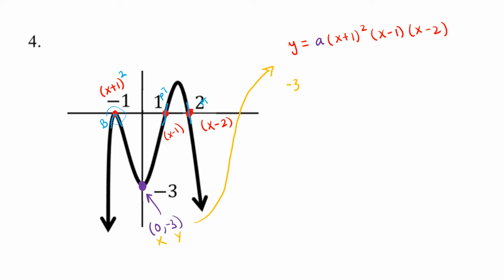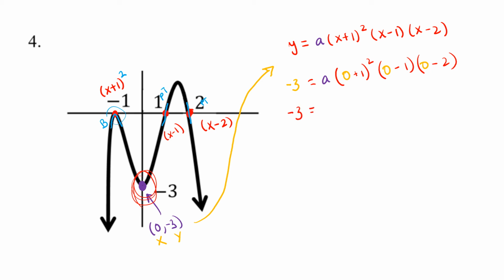So we're going to go negative 3 equals, I'm going to try to color coordinate this as best as I can, a times 0 plus 1 squared, 0 minus 1, and then 0 minus 2. Everywhere we see an x, we're plugging in 0, and everywhere we saw the y, we're plugging in negative 3, because we're plugging in this coordinate point, this point that they gave us that's not an x-intercept. After that, you just have to be careful and simplify.